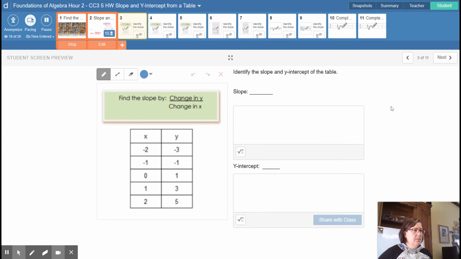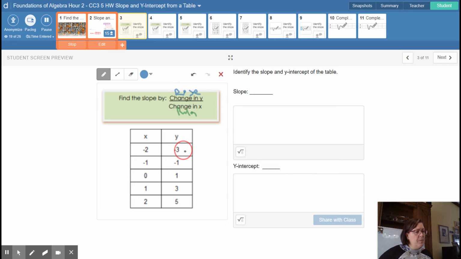All right. So again, we're going to identify both slope and y-intercept from this table. Again, the slope is the change in the y. That's what we call the rise. And then we've got the change in x, which is what we call the run. And we're going to do that by looking at the table. So the first thing I'm going to do is look at the table.